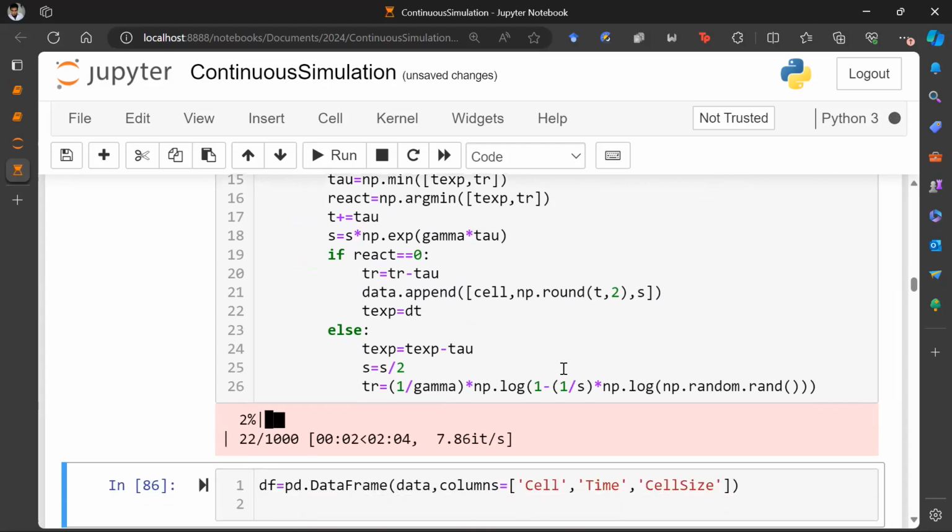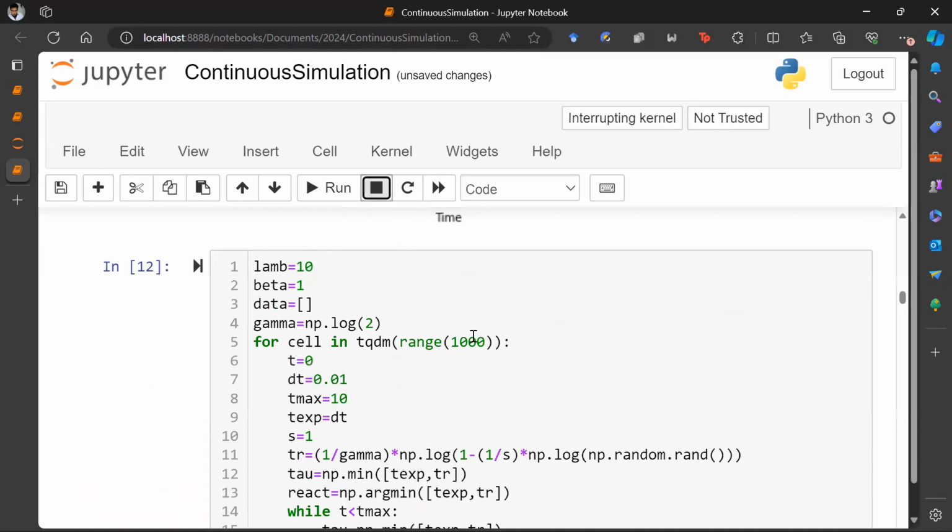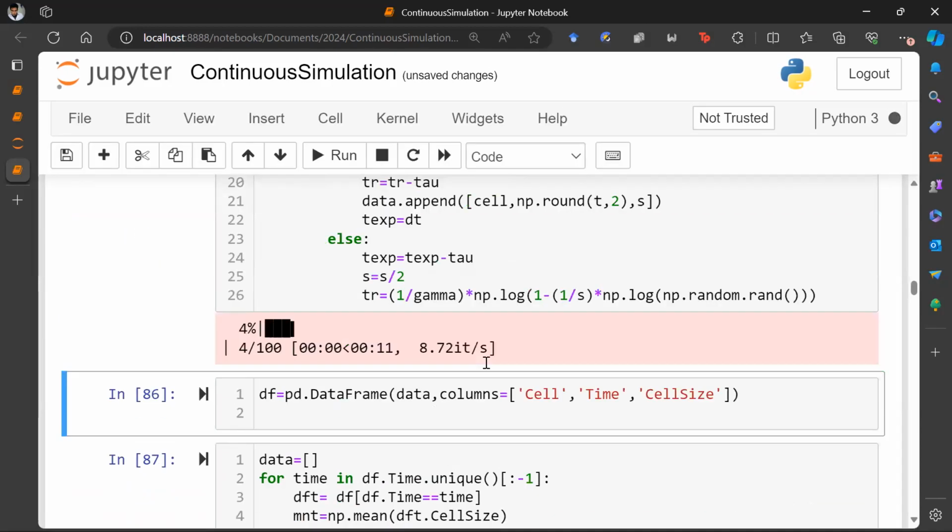Okay, so I have something like this. Let's do this with 100 cells to make it faster.